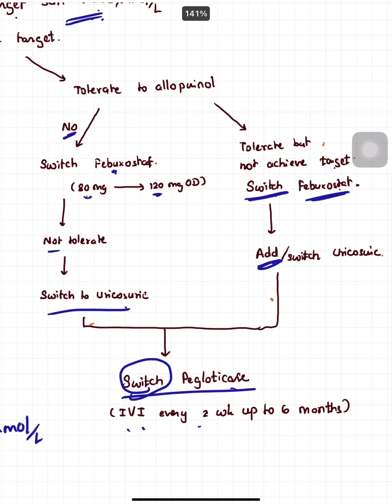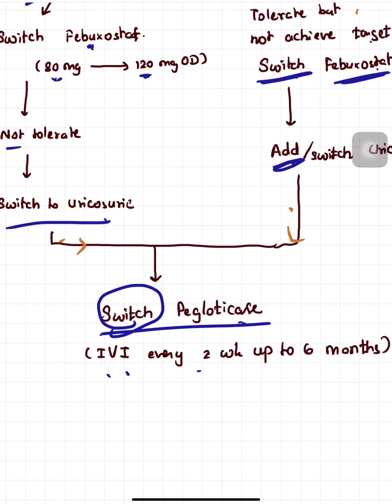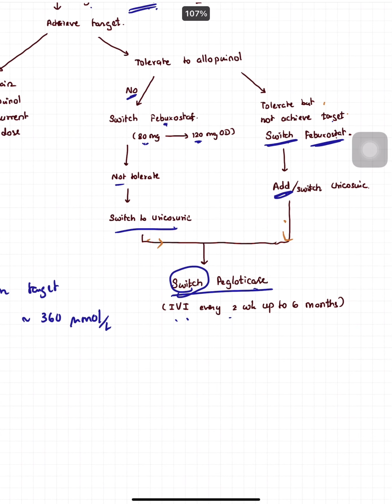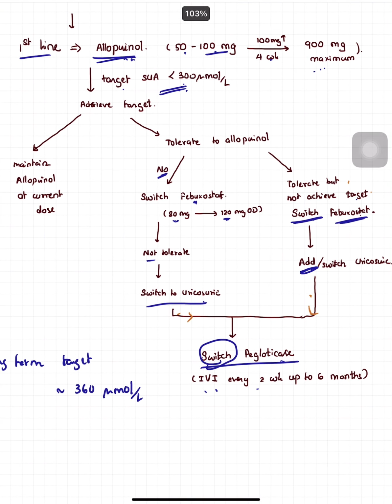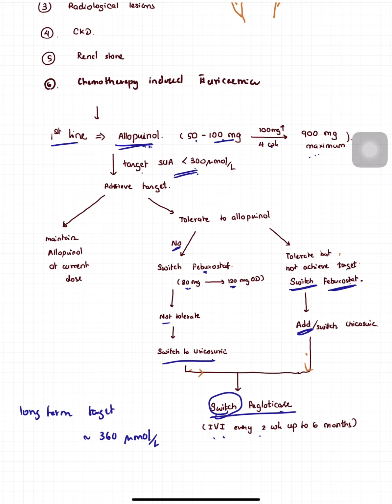And whatever the route, if the patient doesn't achieve our target uric acid level, the final option here is pegloticase, which is a recombinant uricase. It is very potent, and it is usually the last resort of treatment, and it can be given by IV infusion every 2 weeks up to a maximum of 6 months. Okay, so it is the step-by-step management of uric acid lowering therapy. It includes allopurinol, febuxostat, other agents, and finally pegloticase.